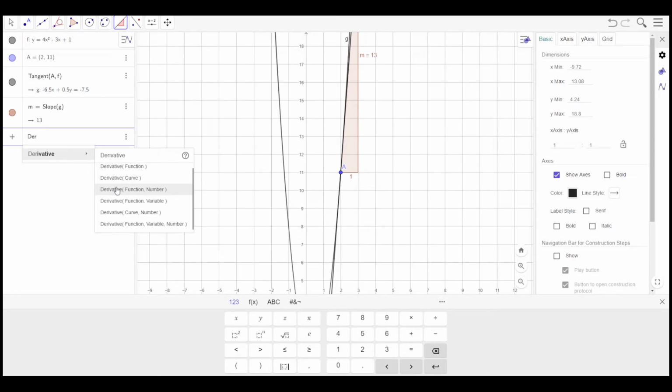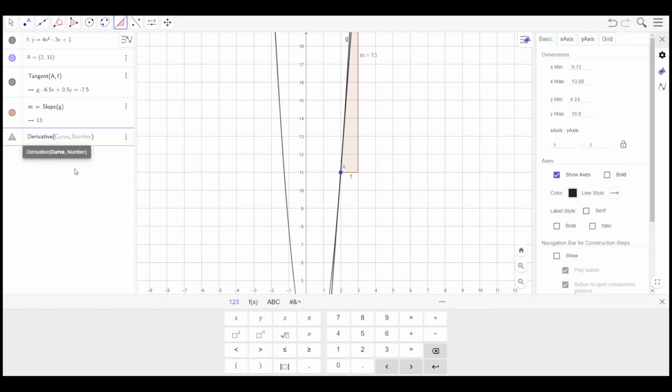Yes, yes, because I don't know. Let us choose curve. And then write 4x to power 2, minus 3x, plus 1, and then the number 2. No, it is insane. But I don't know. This is an internal contradiction in GeoGebra, because GeoGebra is providing the correct answer when I calculate this slope.